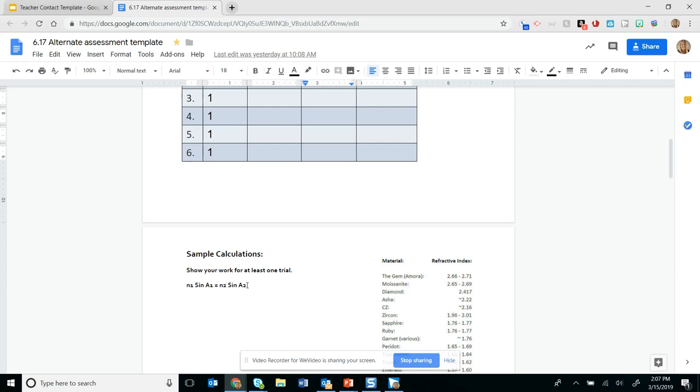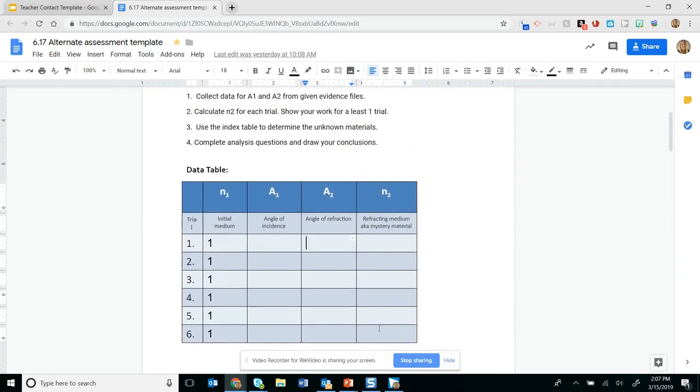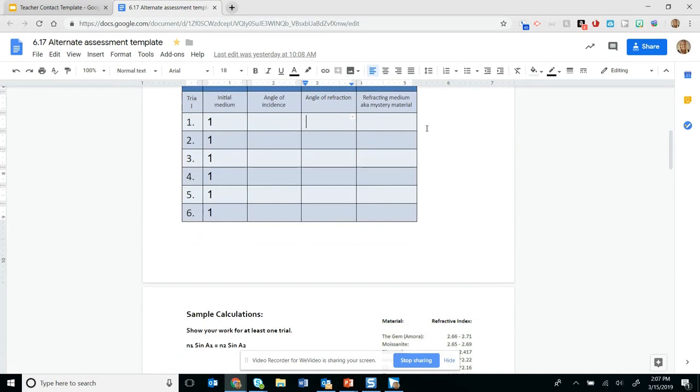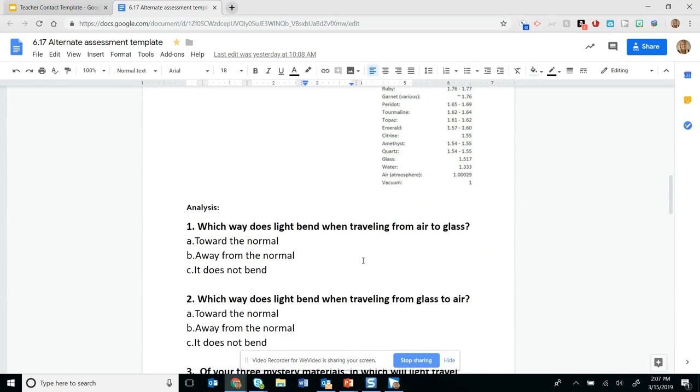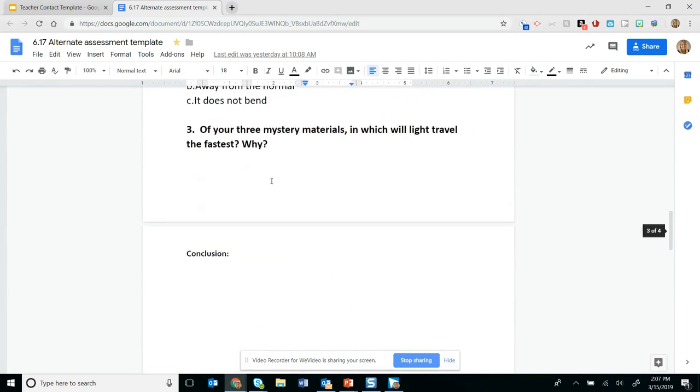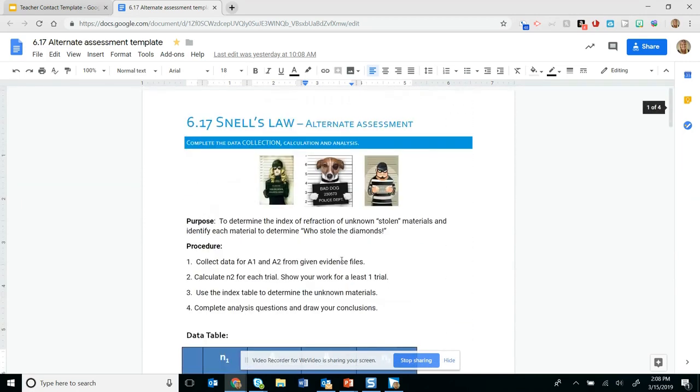There will be an additional video going over the algebra and the trig functions if you feel that is an area you need to practice a bit more. But if you're comfortable, you'll simply continue on with calculating N2. And you'll repeat that process for every trial. Once you've identified the mystery materials as listed in this index chart, you'll be able to answer the questions listed as well as draw your conclusion. Hopefully this is a helpful tool in getting you ready to complete this assignment, and if you do have questions, please reach out to your teacher.